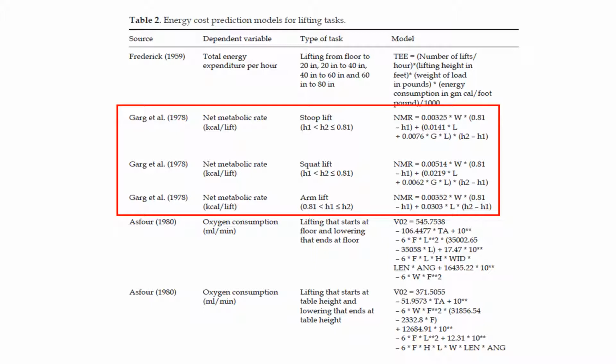You can see in this table that Garg et al., by the regression models, could develop different equations and different prediction models for energy expenditure for different types of MMH tasks, such as stoop lift or squat lift or arm lift. And many other researchers have also tried to develop models to predict the metabolic rates of a variety of manual material handling jobs.